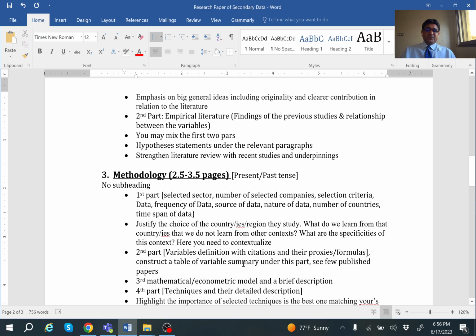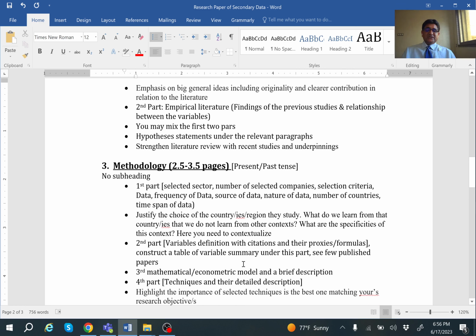Then we have the mathematical equation. If you are doing secondary data research, we normally put the mathematical equation. What is that mathematical econometric equation? We have the dependent variable, the independent variable, a set of firm-specific variables, and a set of country-specific variables. By using those variables, we need to put them into a mathematical equation, which is called the econometric model. So we need to write an equation.